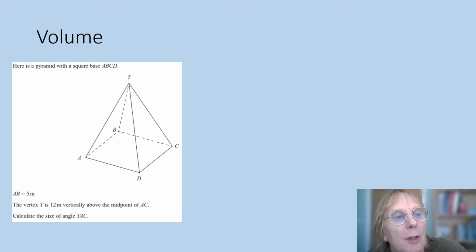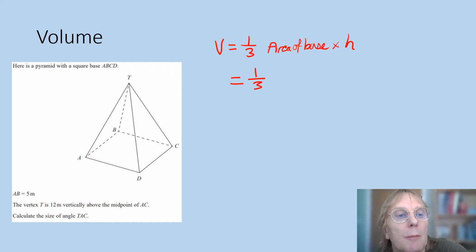Let's have a look at where else they could have gone. We could have a look at the volume of the pyramid. Now the volume is going to be the volume of a pyramid, V equals 1/3 times the area of the base times the height, times the vertical height. So in this case, it's a very straightforward one. So it's 1/3 times the area of the base. Well, that's 5 times 5.